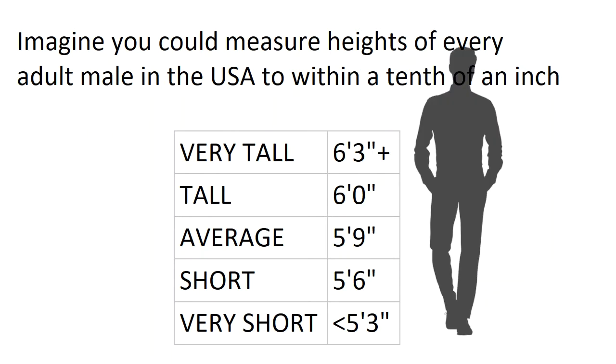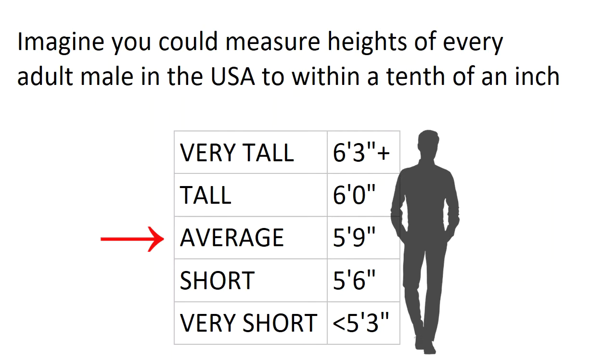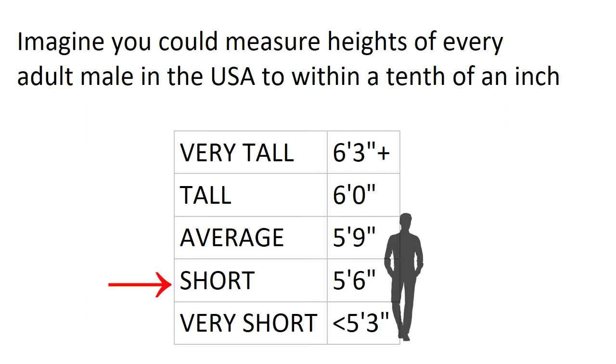classifications, let's say for clothing, we find out that very tall males are classified at 6 foot 3 inches and higher. Tall is 6 foot and up to 6 foot 3 inches. The average male is 5 foot 9 inches, a little bit more actually. It's 5 foot 9.3 inches. You're considered a short man if you're 5 foot 6 inches, and very short if you're 5 foot 3 inches and below. So we kind of already have these categories in our heads.